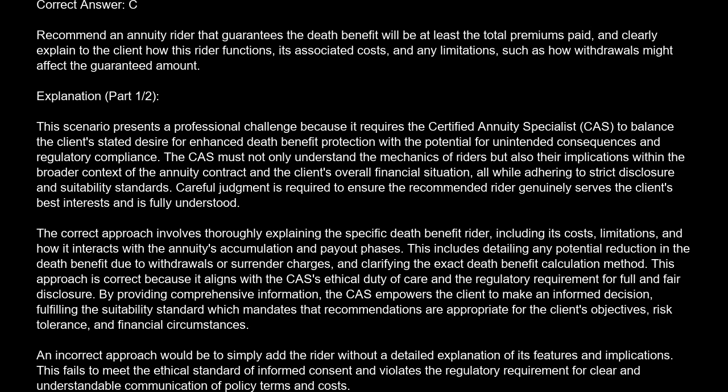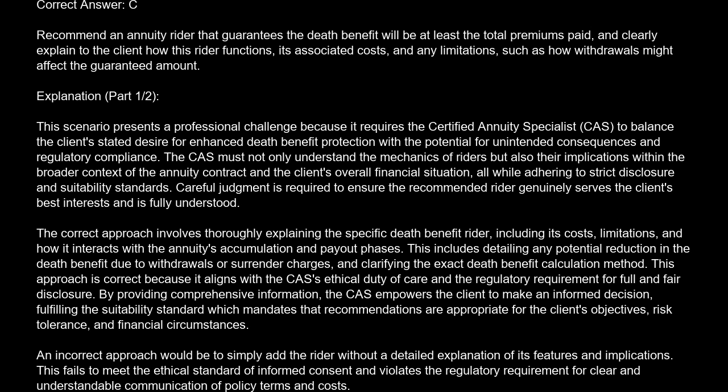client's stated desire for enhanced death benefit protection with the potential for unintended consequences and regulatory compliance. The CAS must not only understand the mechanics of riders, but also their implications within the broader context of the annuity contract and the client's overall financial situation, all while adhering to strict disclosure and suitability standards. Careful judgment is required to ensure the recommended rider genuinely serves the client's best interests and is fully understood.